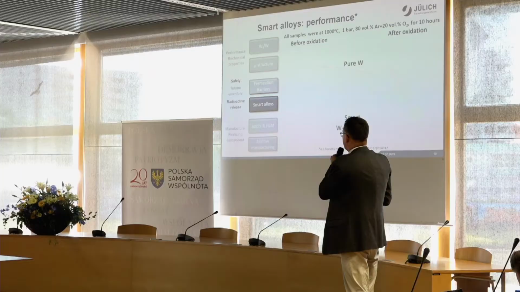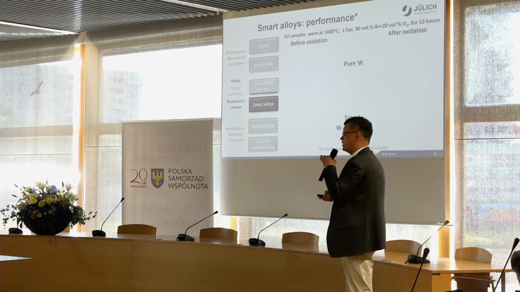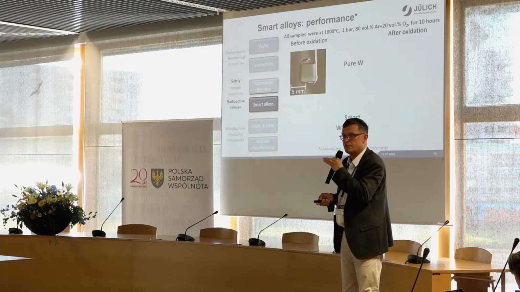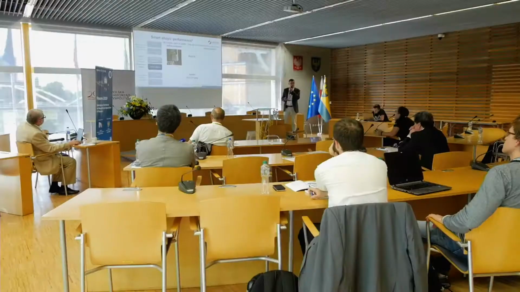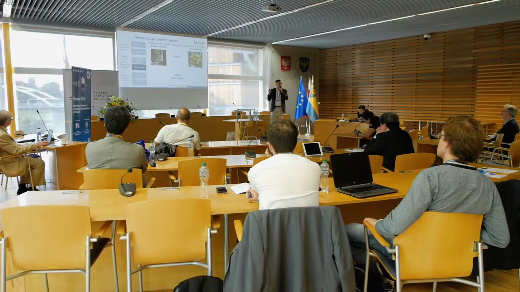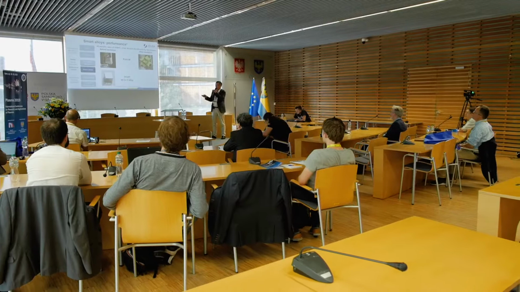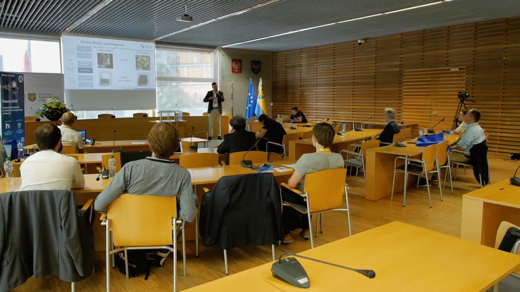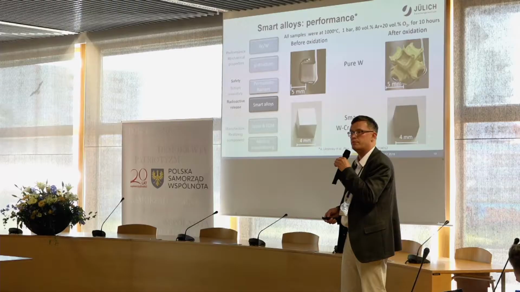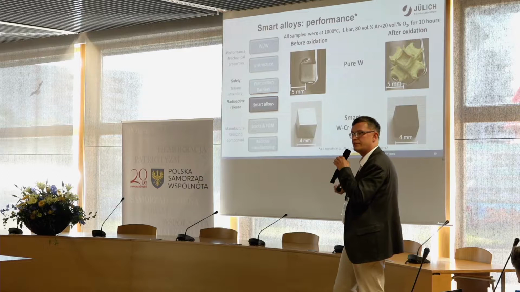If we look with our eyes, what will happen? These are identical conditions, only 10 hours of exposure in the oxidizing atmosphere. If you look at the tungsten block from the beginning of the exposure, it looks like this. After 10 hours in accidental conditions, the conventional tungsten looks like this. You see the shape is completely lost. So this is the conventional tungsten. If we look at the smart alloy from the beginning, it looks the same as tungsten, and after 10 hours as well, it becomes black. If you rub this using sandpaper, it will be metallic behind it, because there is only something like 10 micrometers of this oxide on top of it.